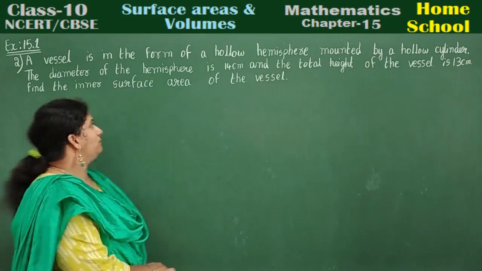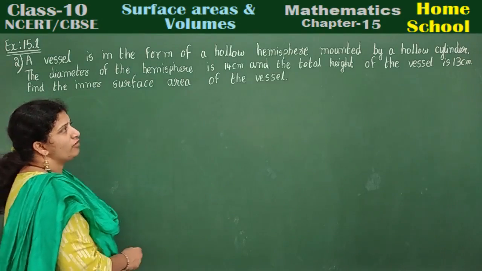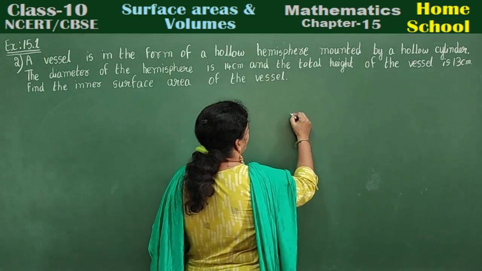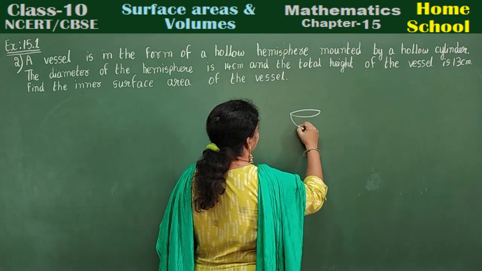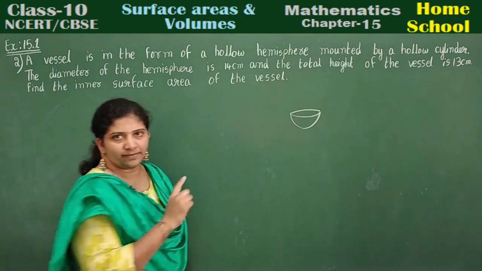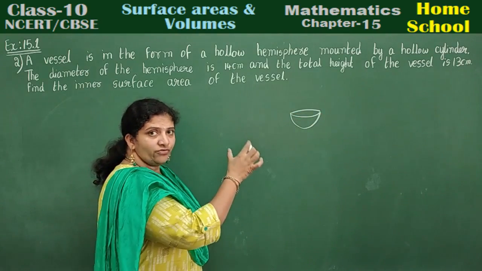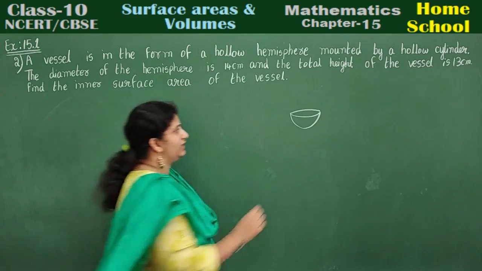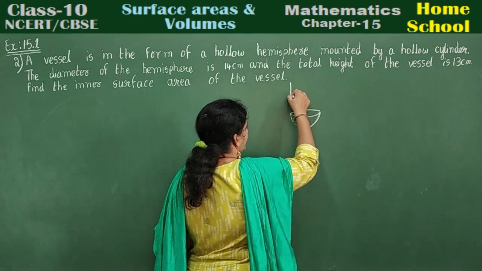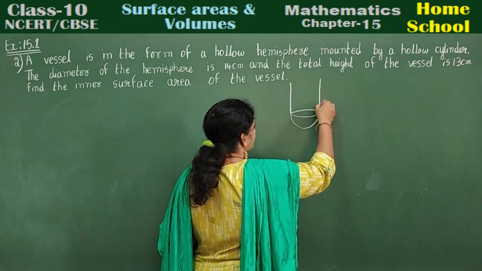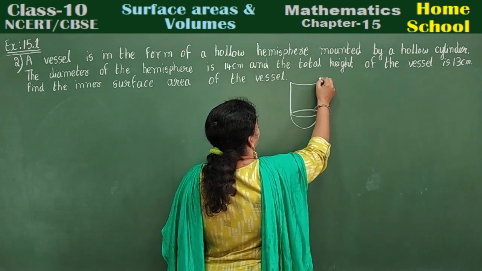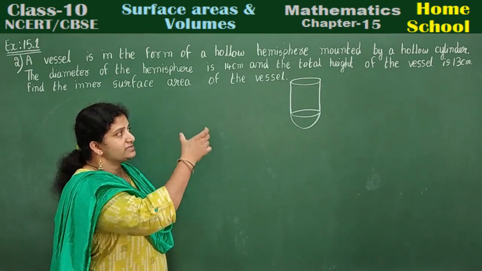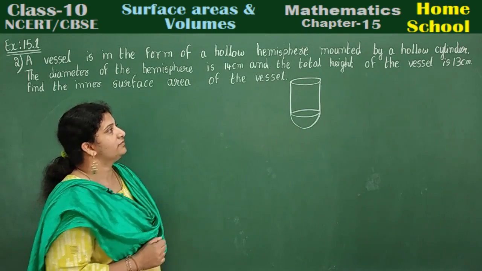Let's see the second problem. A vessel is in the form of a hollow hemisphere. Okay, let us draw here a hollow hemisphere. A vessel is in the form of a hollow hemisphere, surmounted by a hollow cylinder. Let us place a cylinder here. Hemisphere, and a cylinder is placed on top of it.